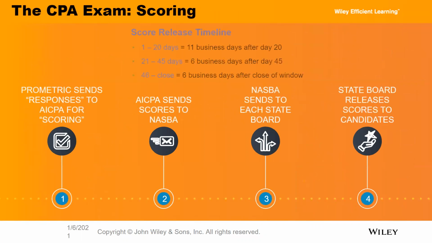So for the scoring of the CPA exam, you can see what the timeline is above, but just so I can walk you through the steps, Prometric will send the responses to the AICPA for scoring. The AICPA will send it to NASBA, which will send it to the state board, and the state board will then release the scores to you so you can see your scores for the exam.